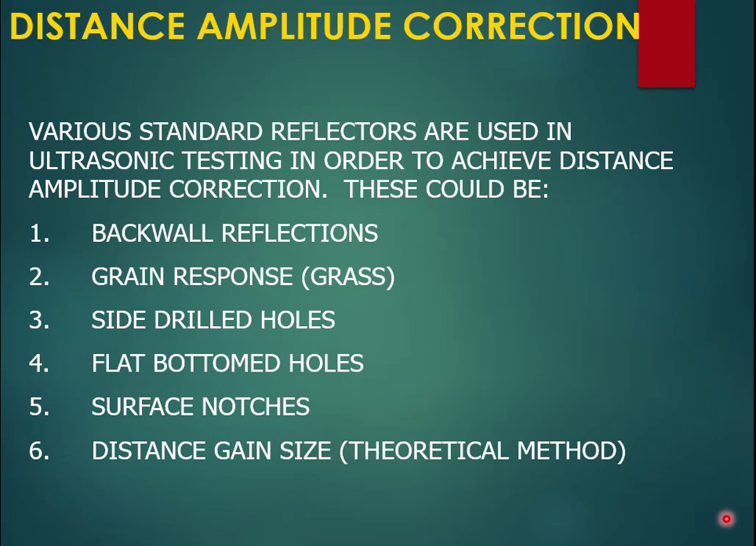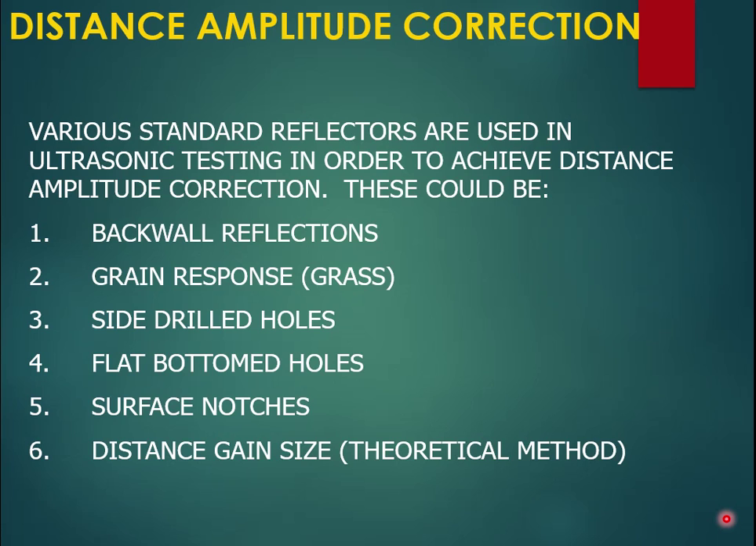DAC curve means distance amplitude correction curve. By the name, you can get a small idea about what's happening. If you observe the name, it is distance amplitude correction curve. It means that it is a curve which is drawn by considering the distance traveled by the sound and the amplitude of the reflected sound. And if you draw such a curve, it is called a distance amplitude correction curve.